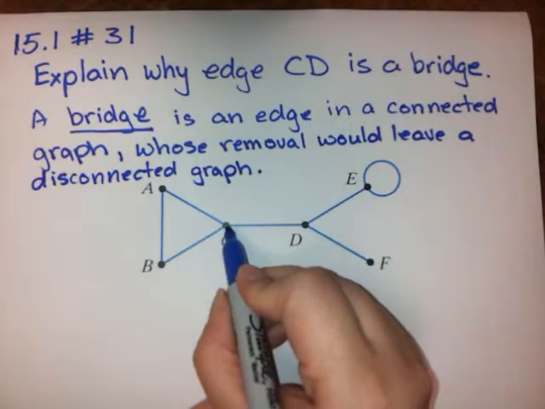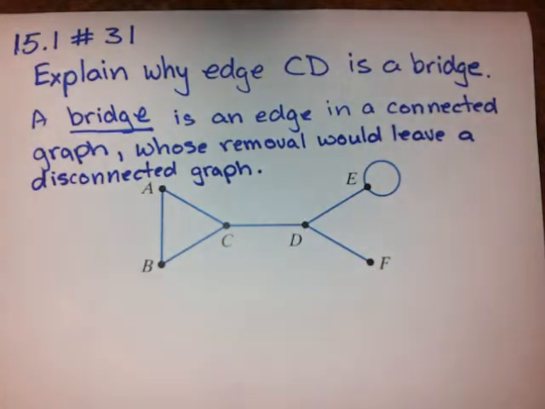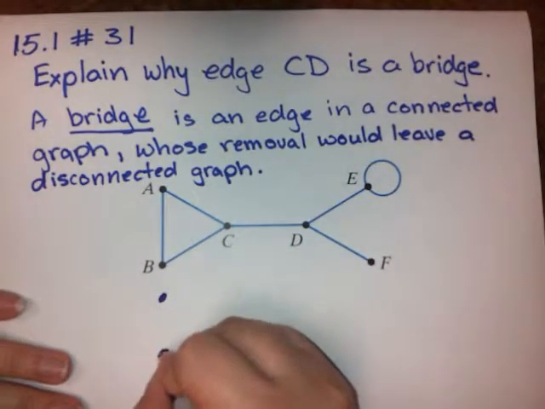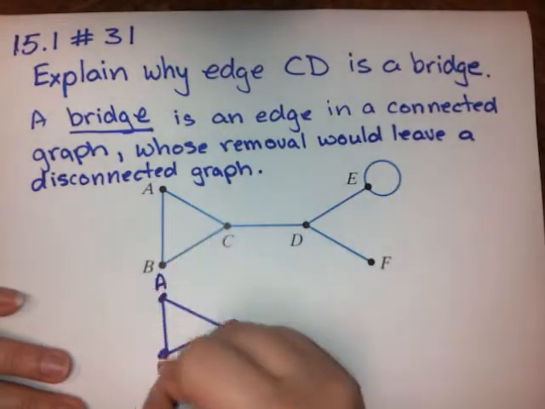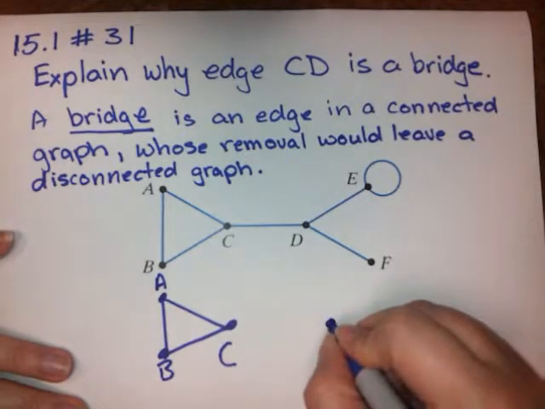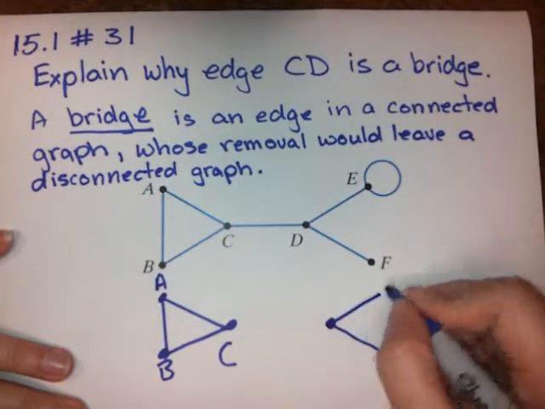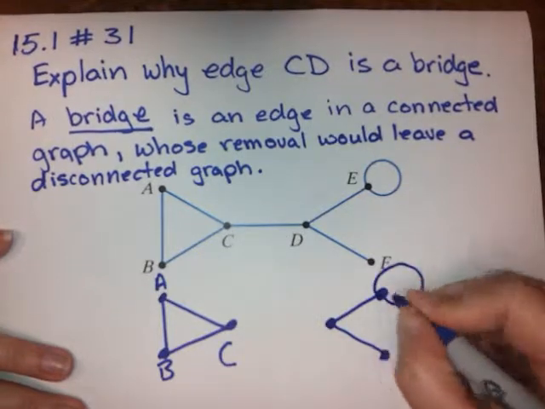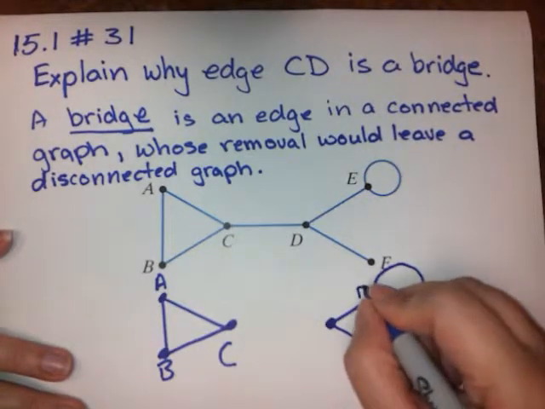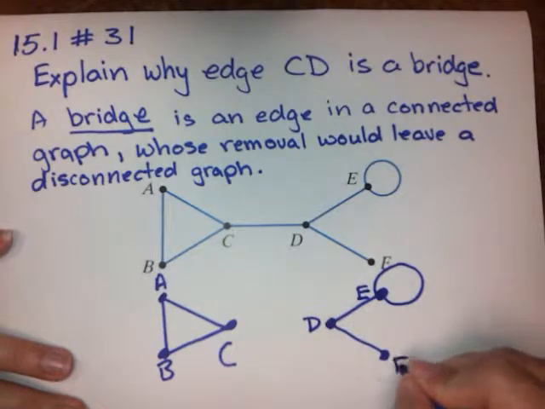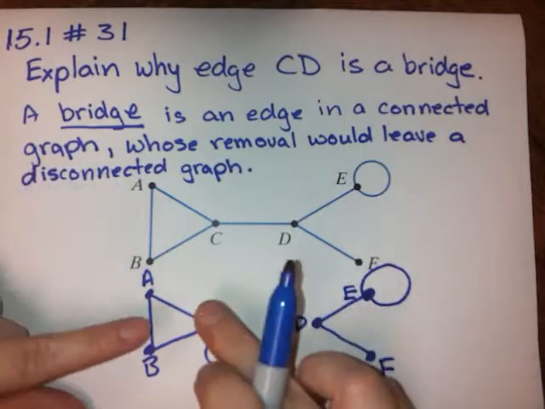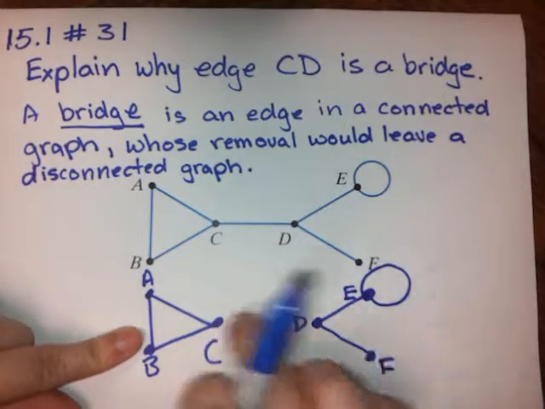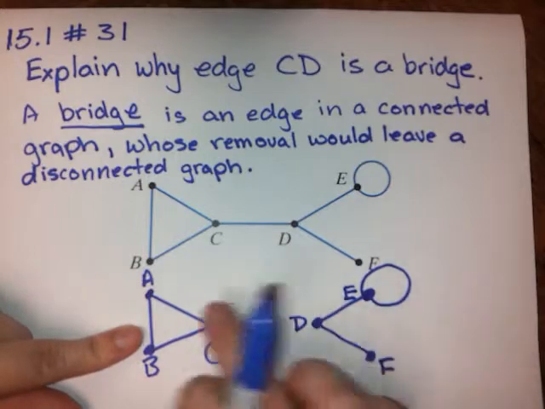If I take out edge CD, if I get rid of that edge altogether, what I'm left with is A, B, and C. Those are still connected. And I'm left with E, D, and F. The graph's not connected anymore. When I took out edge CD, my graph broke up into two pieces. A graph in two separate pieces is not a connected graph.